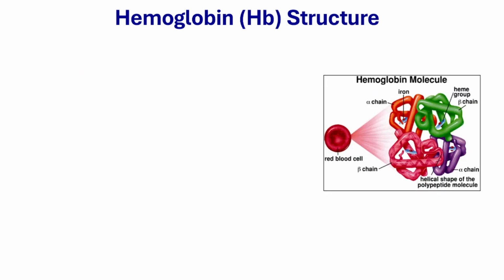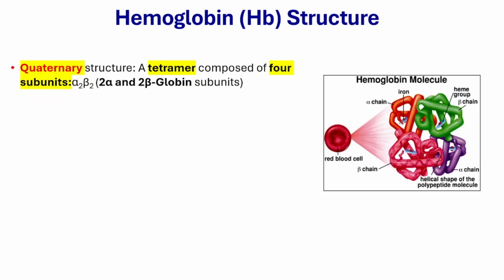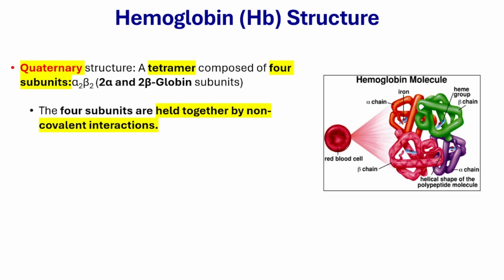So this is the atom of oxygen attached to it. Now for the hemoglobin, we said it is a tetramer. It is composed of 4 subunits, and we have a quaternary structure for it. And these quaternary structures are held by non-covalent bonds. You remember?